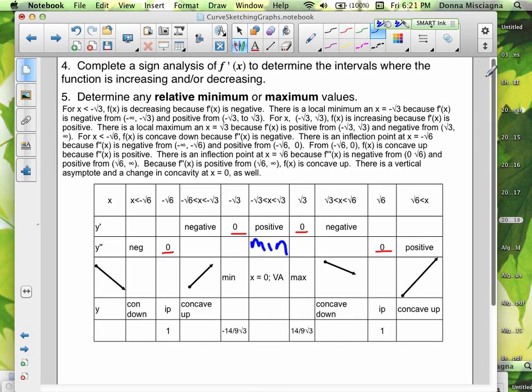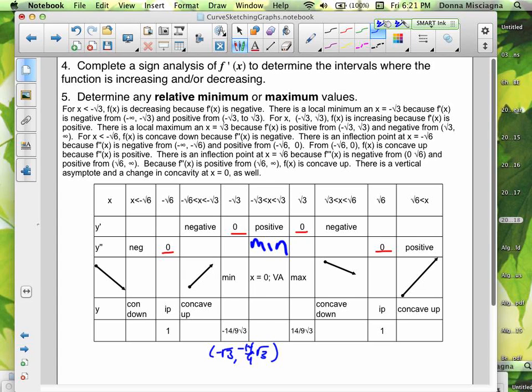Because that goes with the negative square root of 3. That one's the minimum. And if we plug it into the function, that value would be negative 14/9 square root of 3. So that's our relative minimum here, at negative square root of 3, negative 14/9 square roots of 3. We have a relative minimum there.